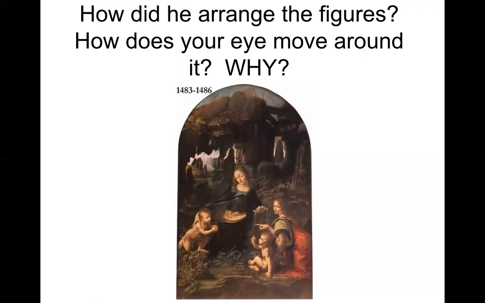Exactly, you got it spot on. That's awesome. This is called a triangle composition. And so we can use this triangle composition to arrange our toys to force our eyes to move around. So one, he put people in the shape of a triangle.